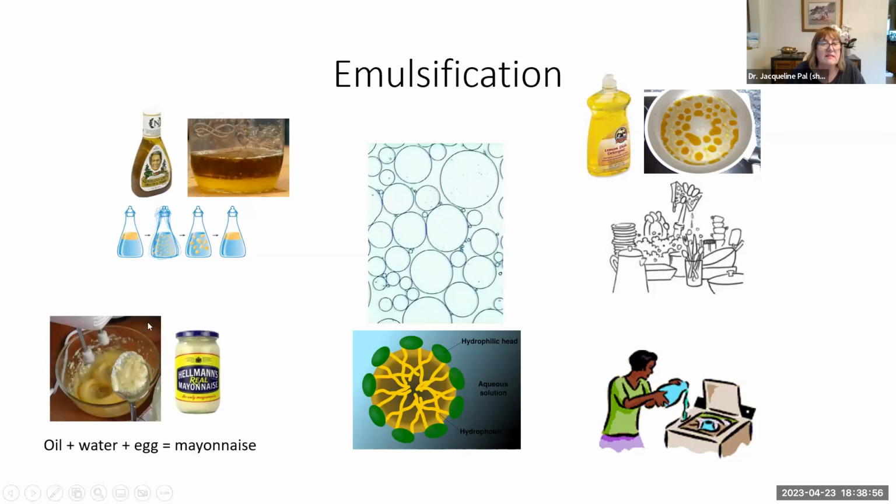Okay. And this is actually how we make mayonnaise, because mayonnaise is oil and water, which don't like each other, and we put an egg in there, which emulsifies it, and that gives us mayonnaise. All right, so food chemistry is real chemistry.